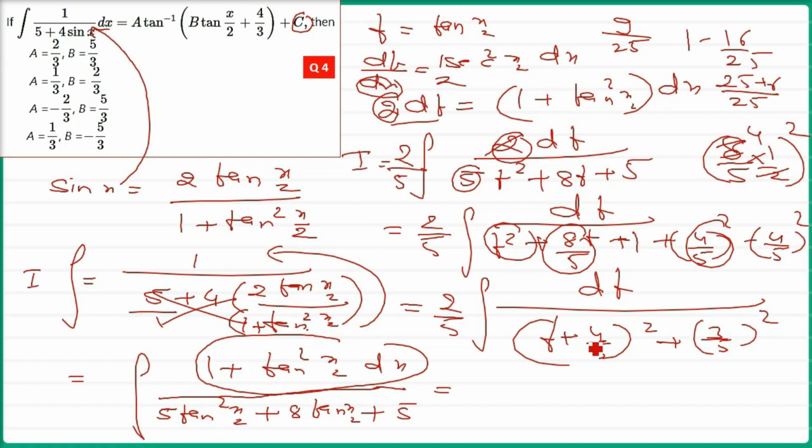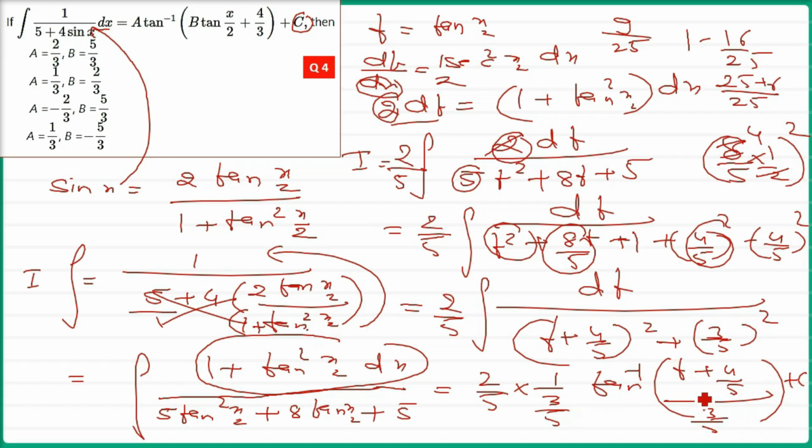Now t plus 4 by 5 can be taken just as x. So the x square plus a square formula you can apply. So 2 by 5, 1 by a, which is 1 by 3 by 5, tan inverse x by a, that is tan inverse (t plus 4 by 5) divided by 3 by 5. Now plus a constant of integration, so we have already integrated.